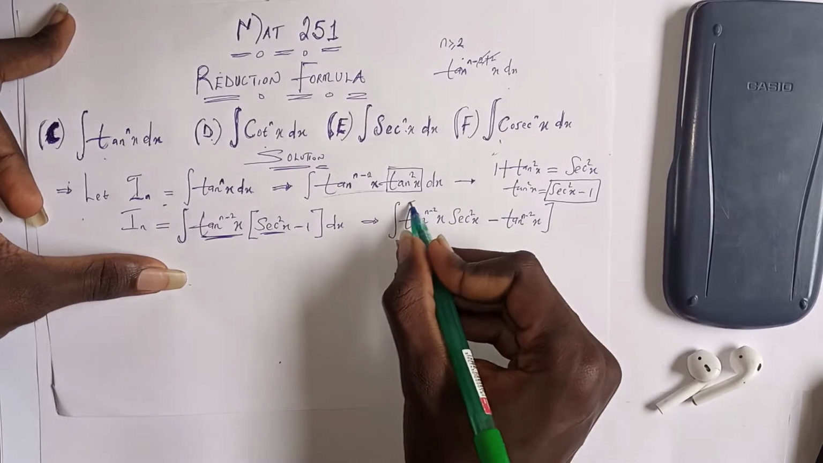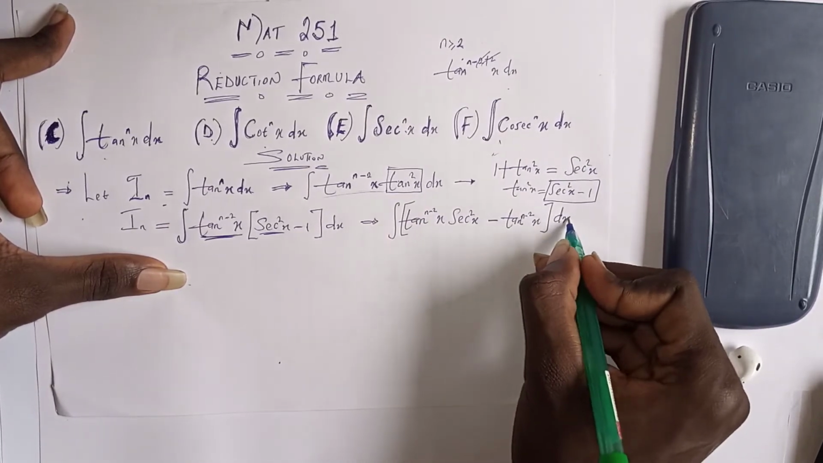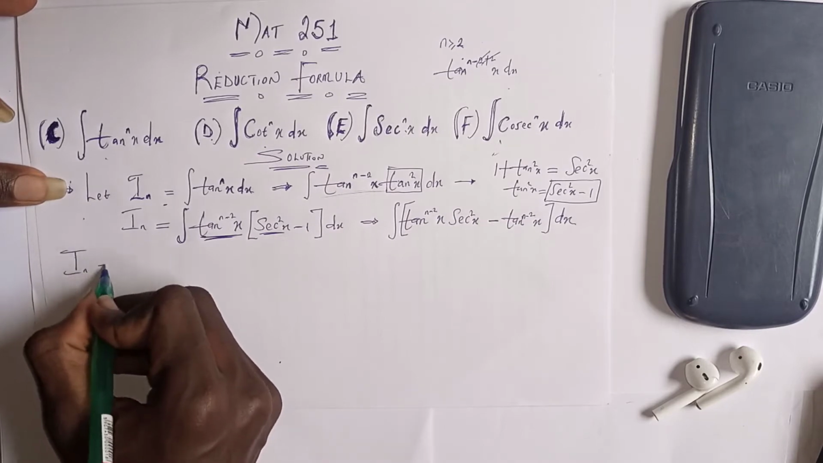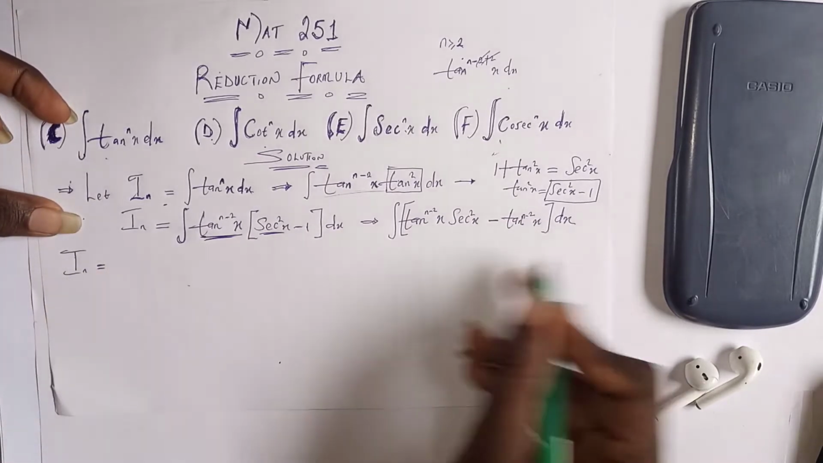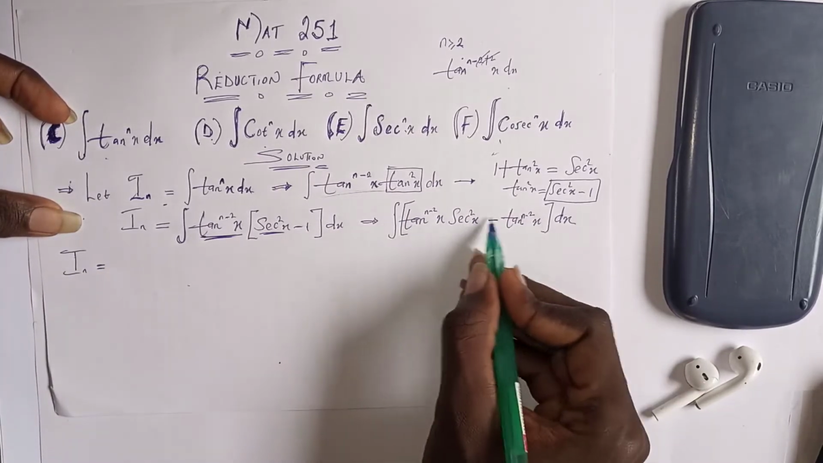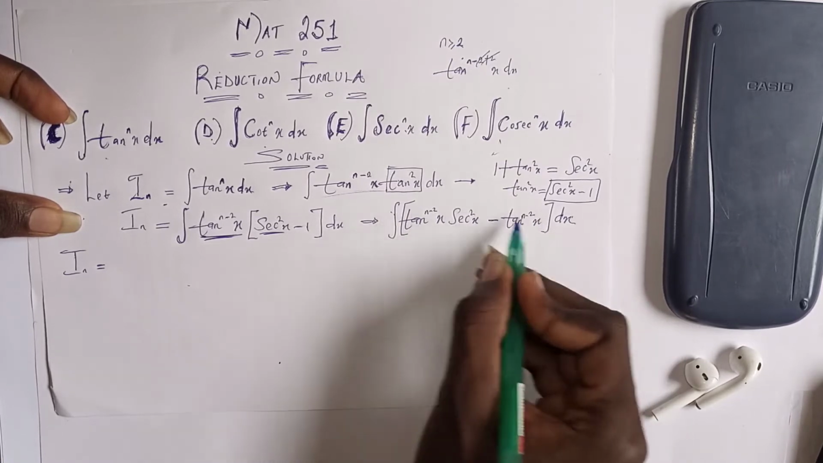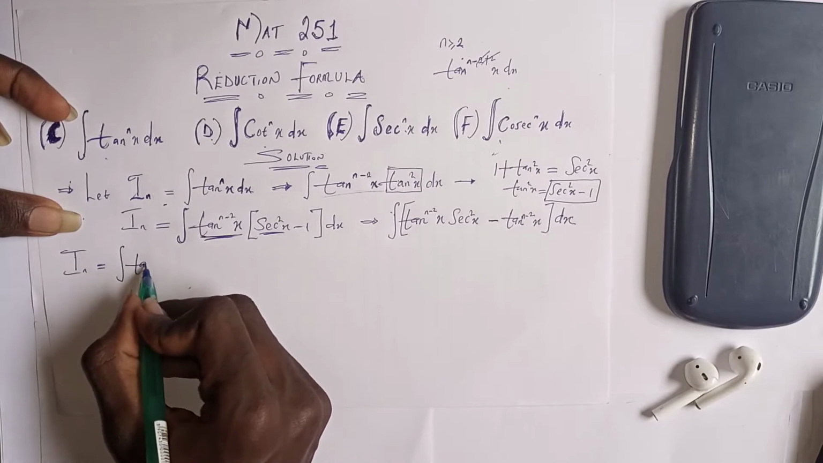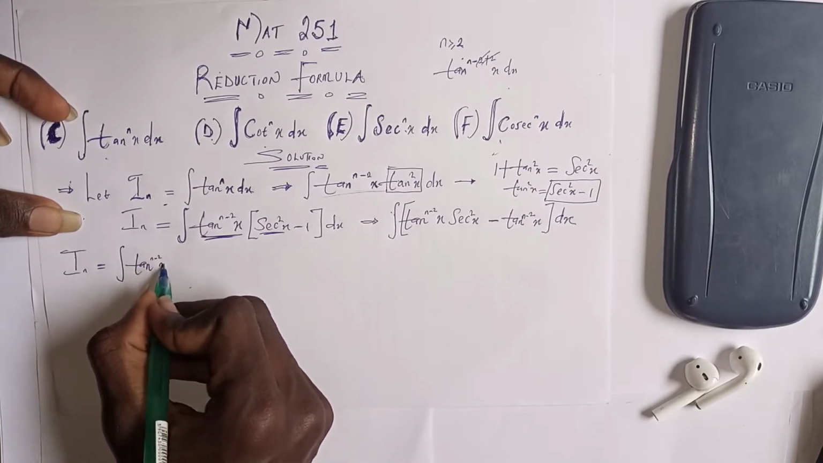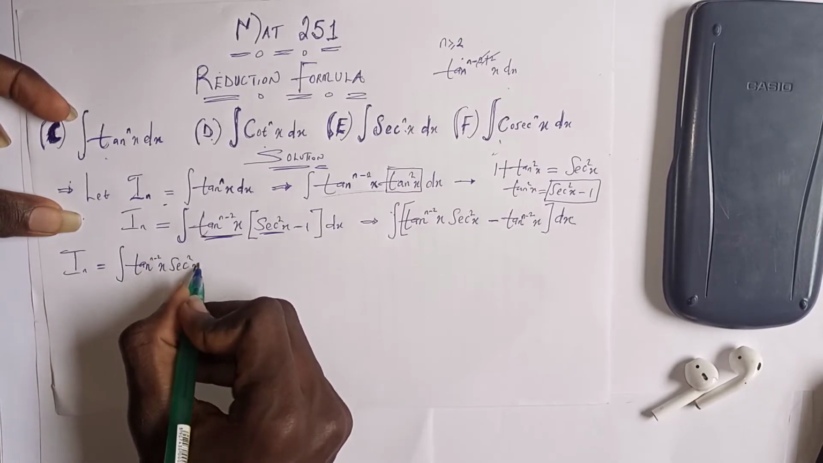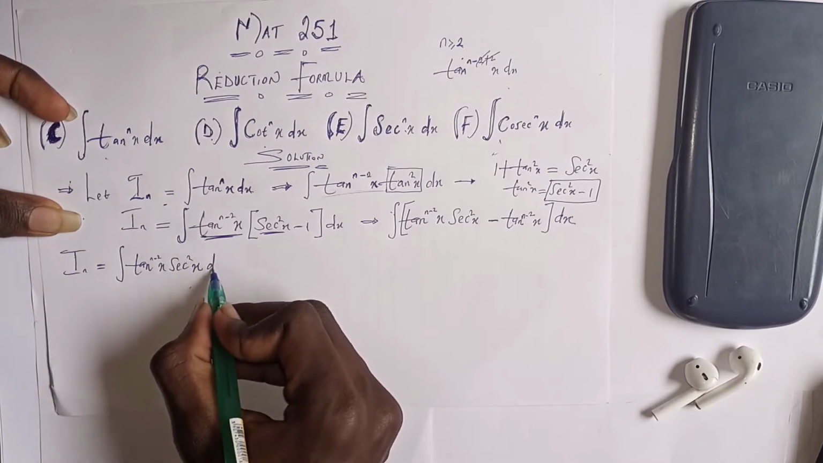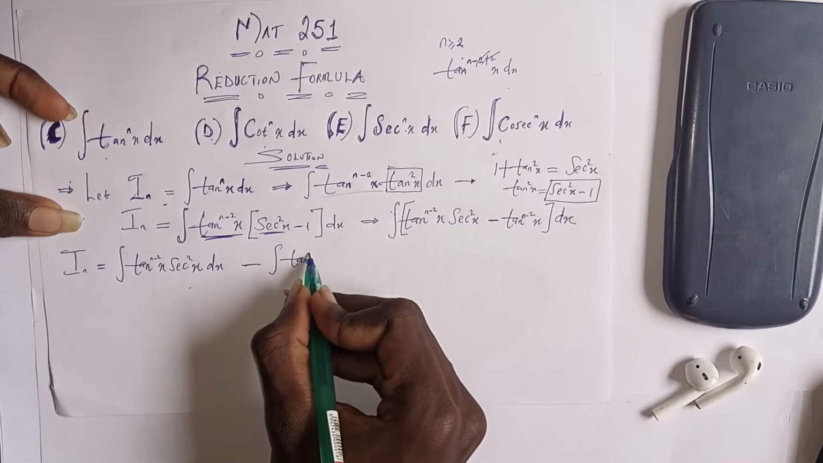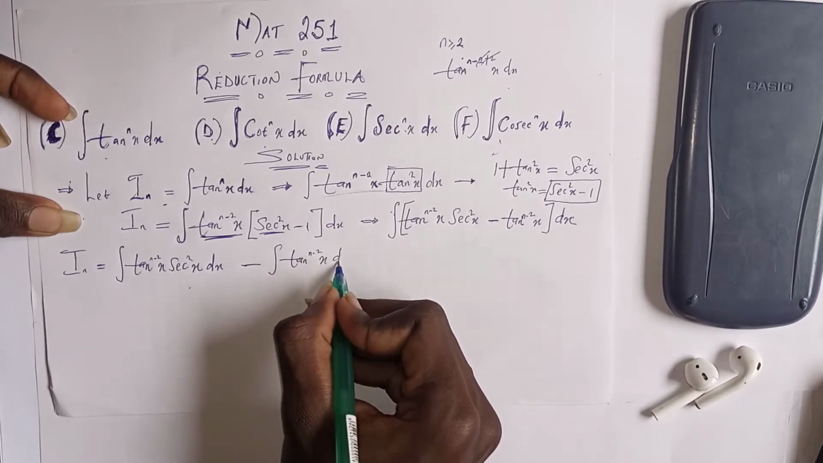Remember, all dx. So the next thing to do from here is that we have I_n equal to, let me just split it up: integral of this dx, then minus integral of this dx. So I'll be having the integral of tan of n minus 2 of x sec square x dx minus the integral of tan of n minus 2 of x dx.